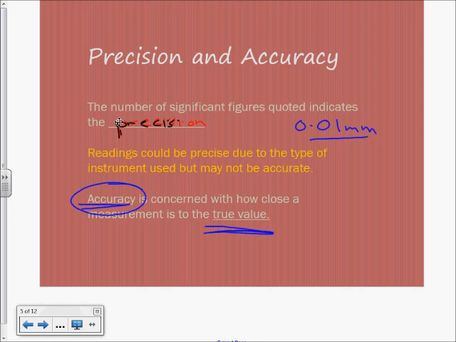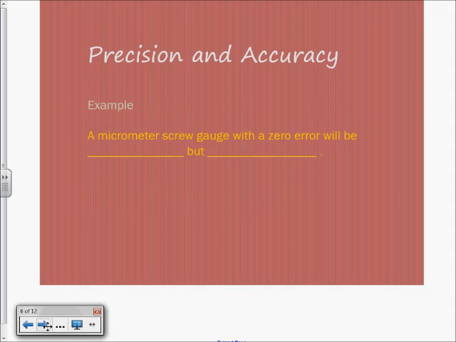So I want you just to note down the points that are on this page here, please. And we've talked about this already. Effectively, then, a micrometer screw gauge with a zero error will be precise, but not accurate.